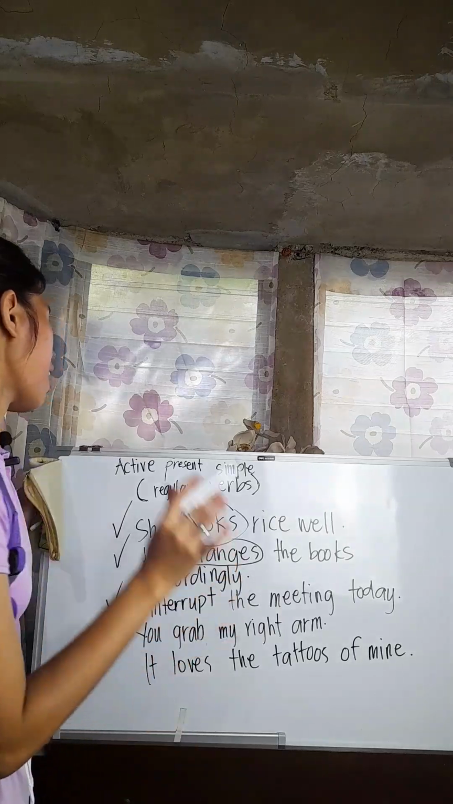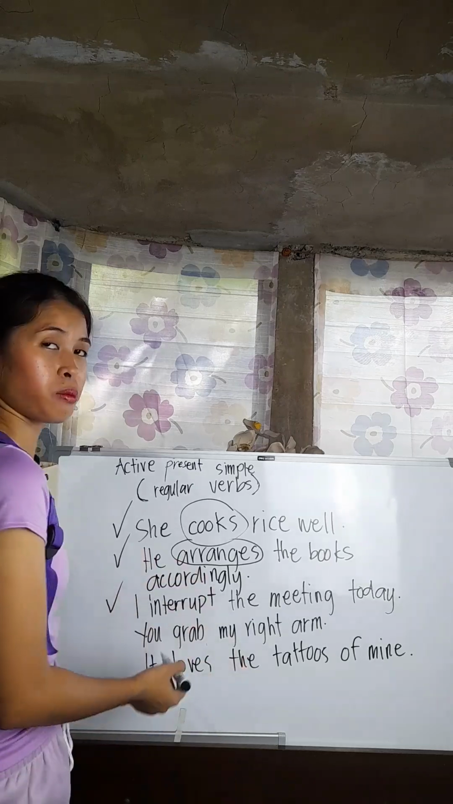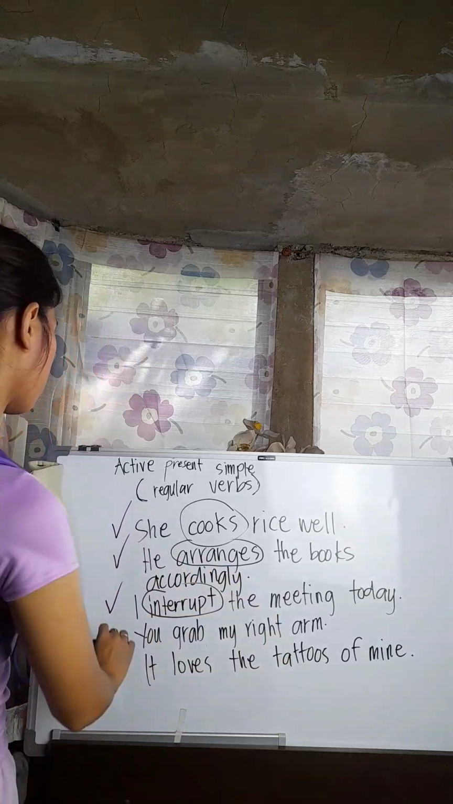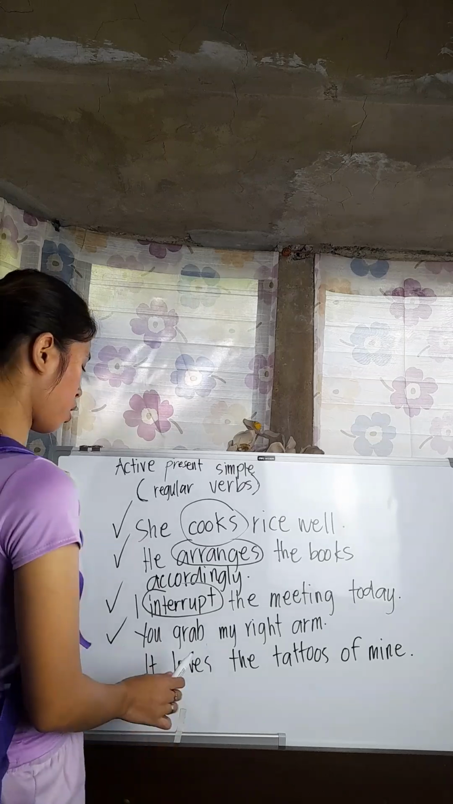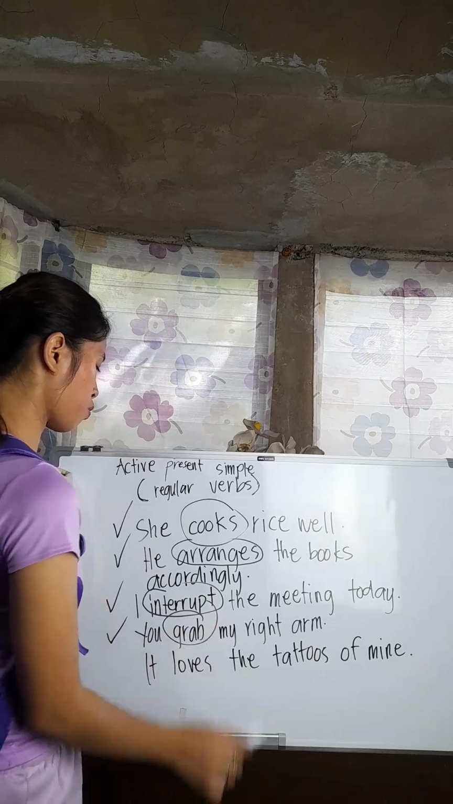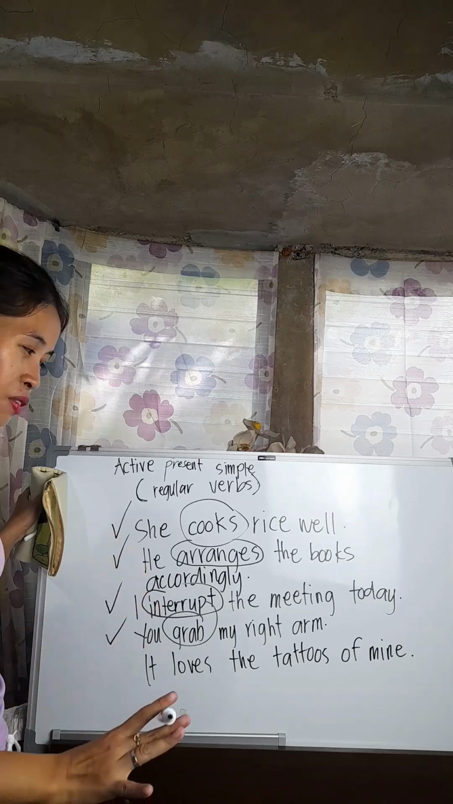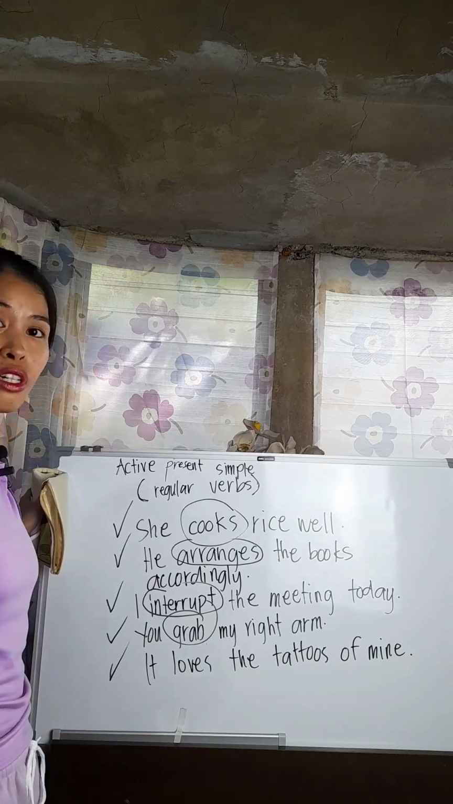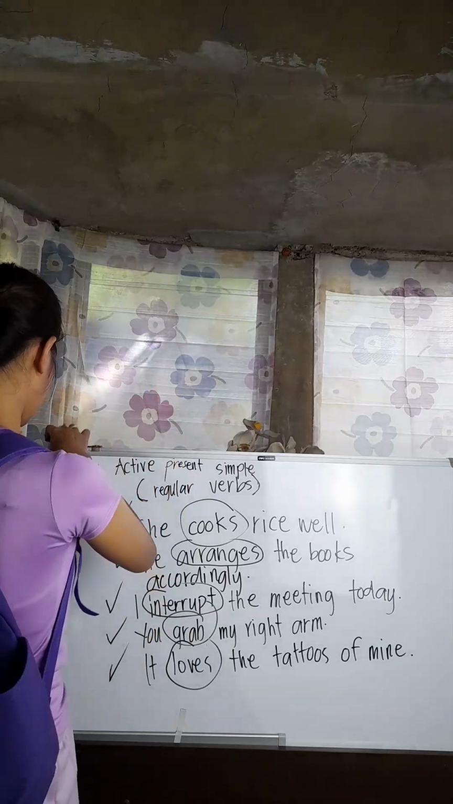Third sentence, I interrupt the meeting today. I as the subject, interrupt as the present simple verb. Fourth sentence, you grab my right arm. You as the subject, grab as the present simple verb. Fifth sentence, it loves the tattoos of mine. It as the subject, loves as the present simple verb.